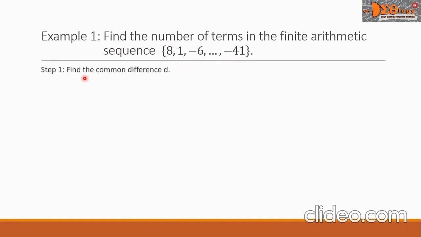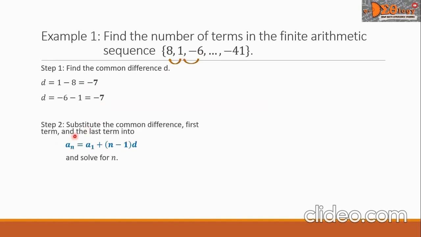Step 1. Let us find the common difference D. Using our second term and the first term, that is 1 minus 8, which is equal to negative 7. Just to be sure, we can also check this: negative 6 minus 1, we will also get negative 7. So we are sure that this is an arithmetic sequence with the common difference D as negative 7.